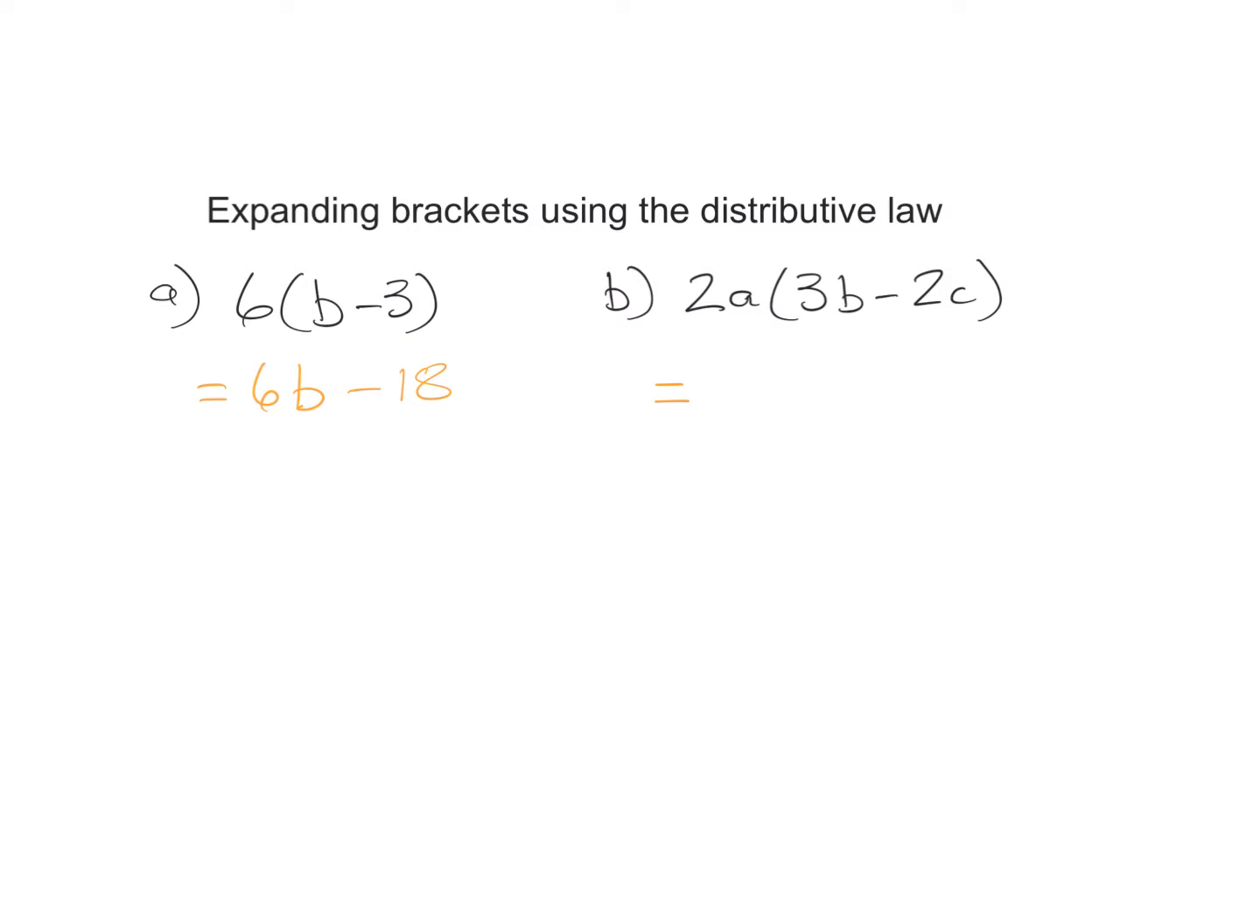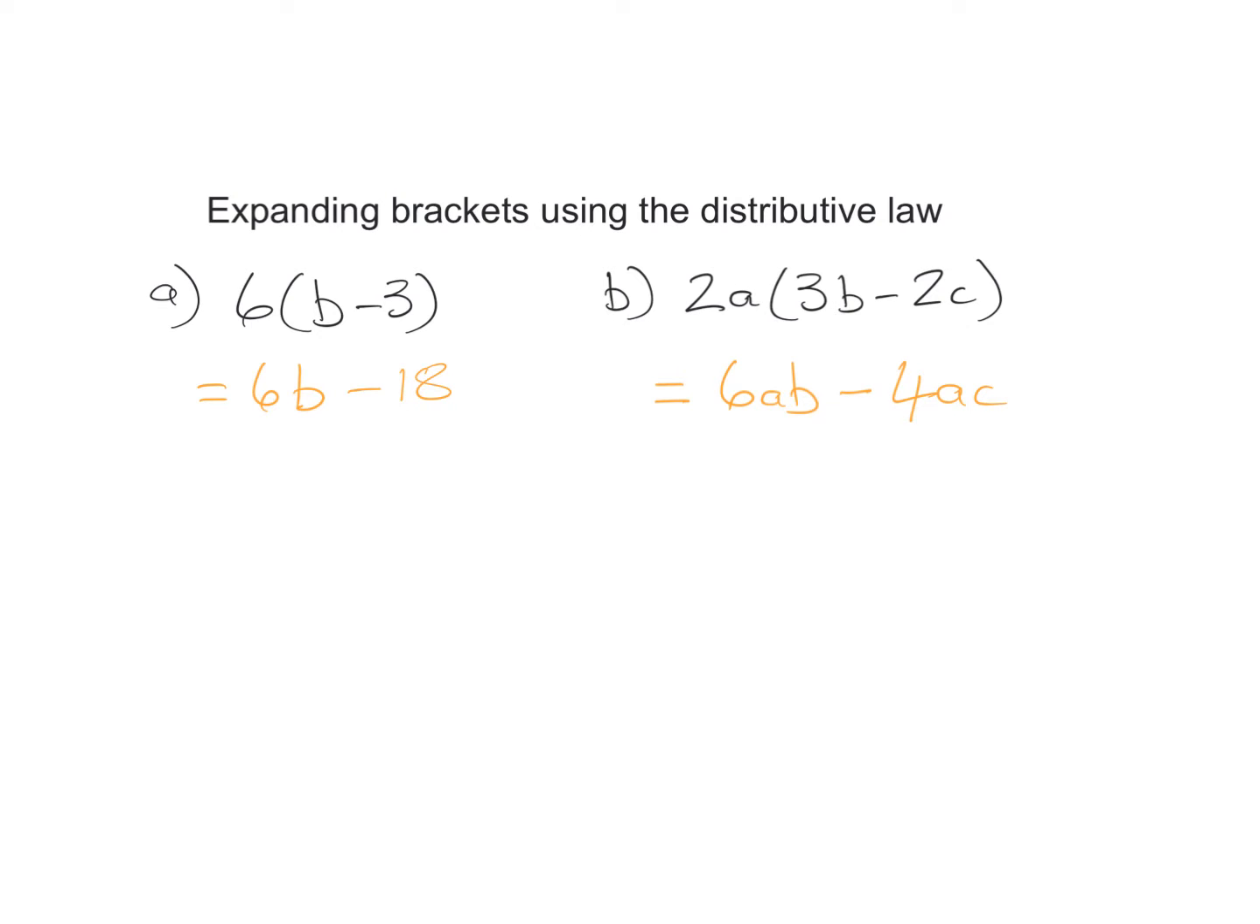And in question B, 2a multiplied by 3b, well first of all I'm going to go 2 multiplied by 3, that's going to give me 6, a multiplied by b is going to give me ab, and then I'm going to go, well this is a negative because a positive value of 2 multiplied by a negative value is still going to be negative. 2 multiplied by 2 is going to give me 4, a multiplied by c is going to give me an ac, and that would be my answer.